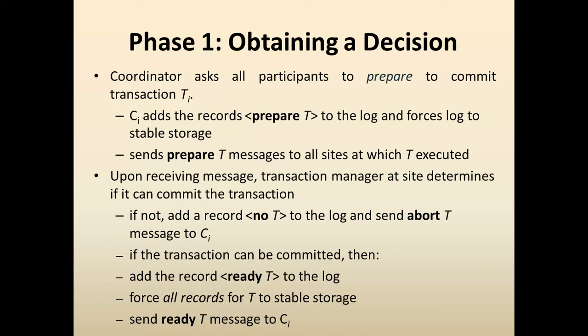If the transaction can be committed, then what you have to do? Add the record <ready T> to the log, force all records for T to stable storage, and send a ready T message to Ci. If not, then you have to mention no. This is the case of abort and this is the case of commit, and if it is stable, then you send the ready T message to Ci.